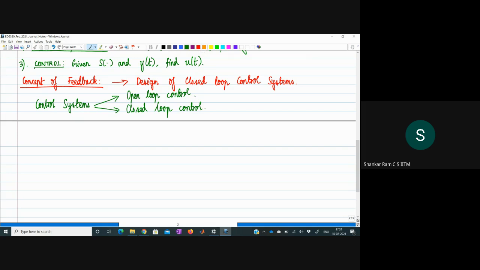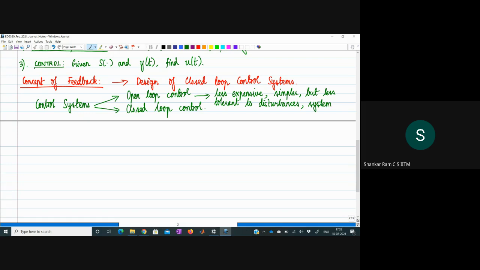So this open loop control mechanism is less expensive and simpler, but it cannot tolerate disturbance, and it is less tolerant to disturbance and system uncertainties and so on.